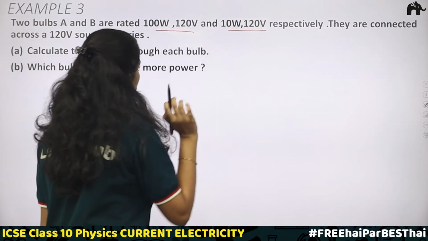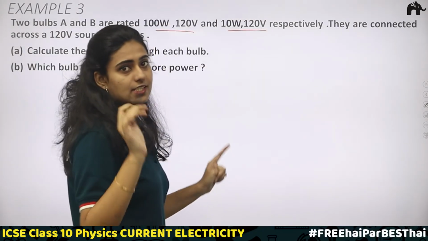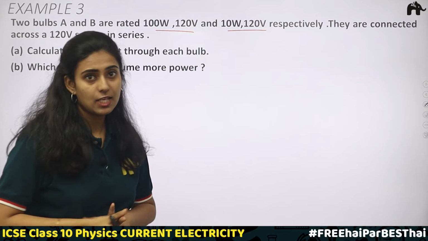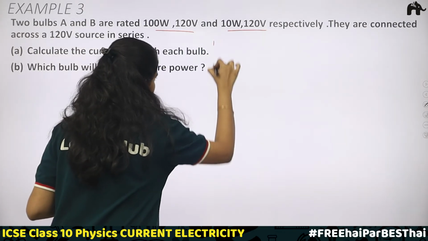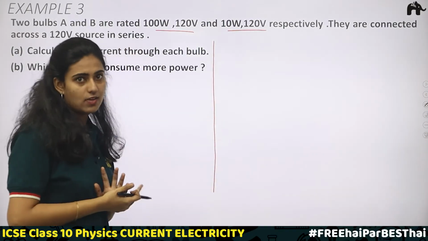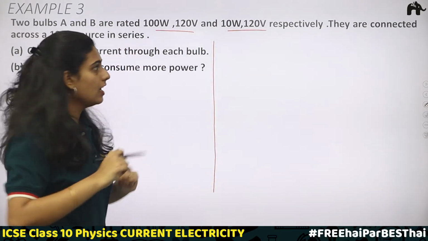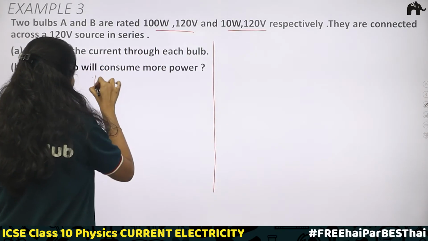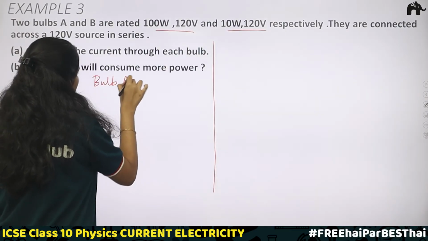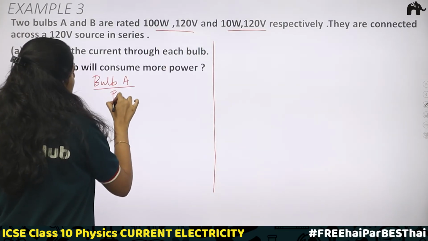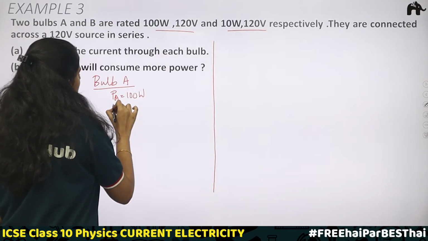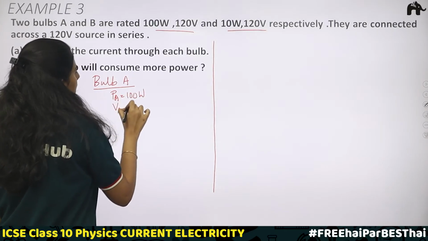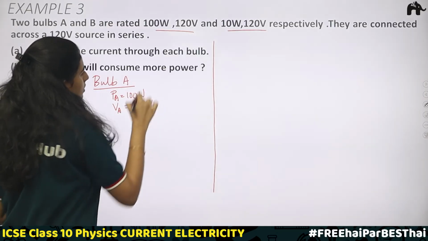Here we have two bulbs connected in series. In series connection, we know that the current will be the same, and the potential difference will be different. To find the current, first we have to find the resistance of each bulb. How to find resistance? For bulb A, the power is given. Power of bulb A is 100 watt, and potential difference of bulb A is 120 volt.